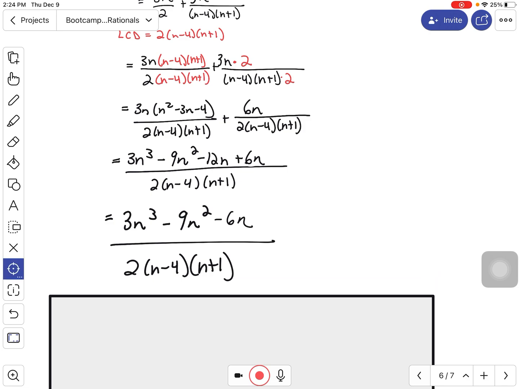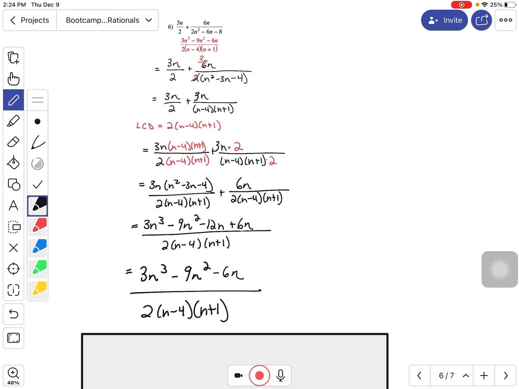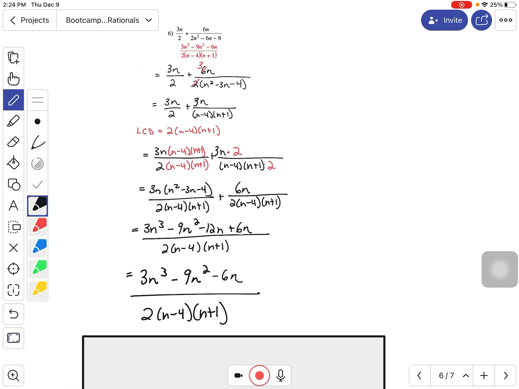So the final answer to the sum of these two rational expressions is 3n to the third minus 9n squared minus 6n all over 2 times n minus 4 times n plus 1. And then I check that with the answer up there on top. And I'm a pretty happy camper because it matches.